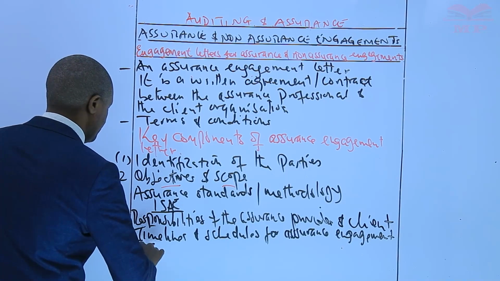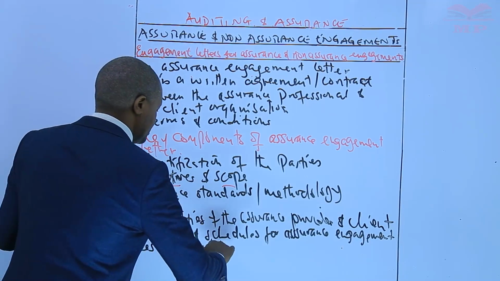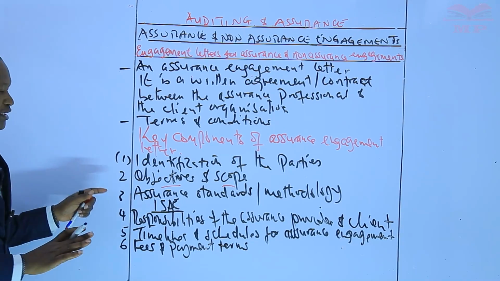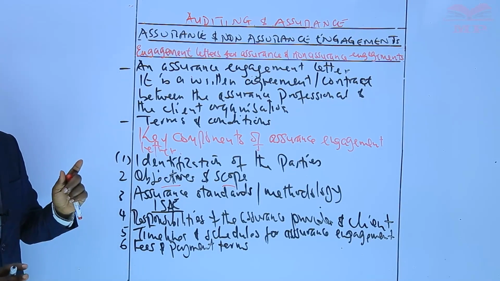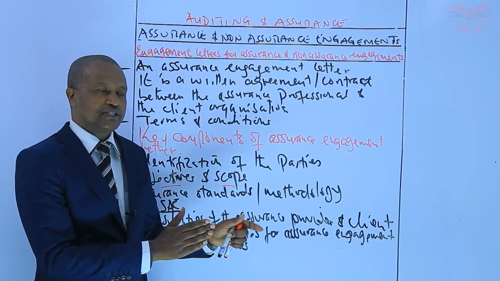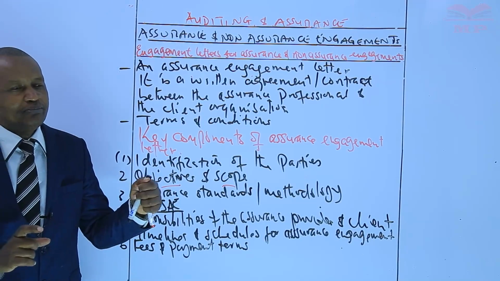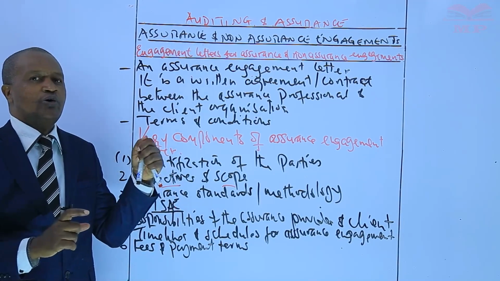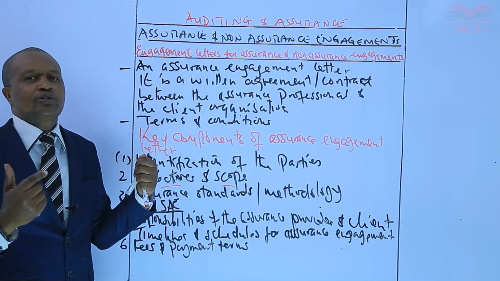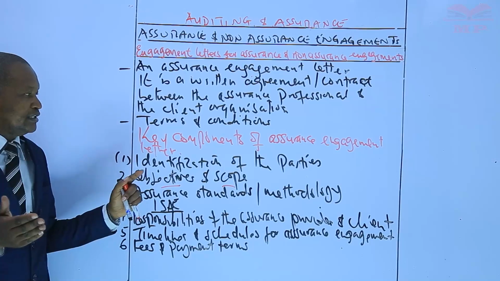6, fees and payment terms. This section addresses the assurance fees and payment terms, including the basis of billing. Will the billing be based on time, or will it be fixed fees? Will it be an hourly rate, or a fixed fee? That's the basis of billing. It has to be indicated in this letter.